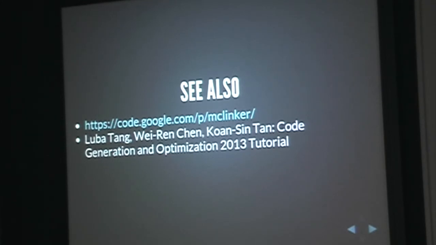Some references, the MCLinker main repository, the bug tracker, and the homepage is on Google Code. There is a very nice tutorial from the CGO workshop a few weeks ago, which goes into a lot more of the implementation details. So if you're interested in that, check it out.